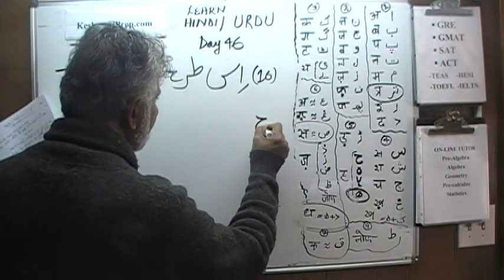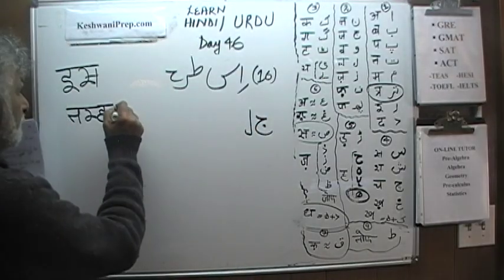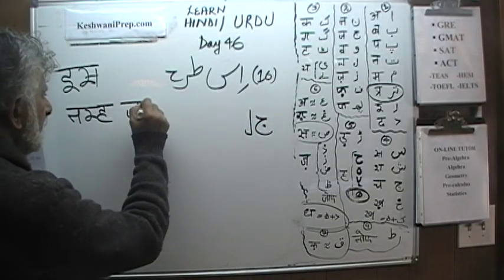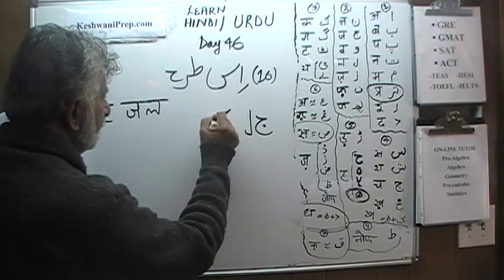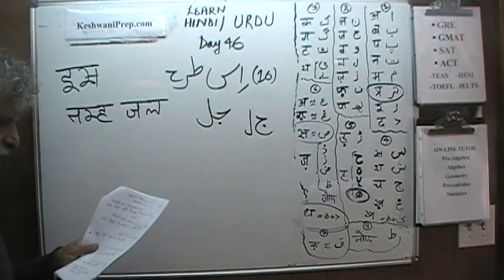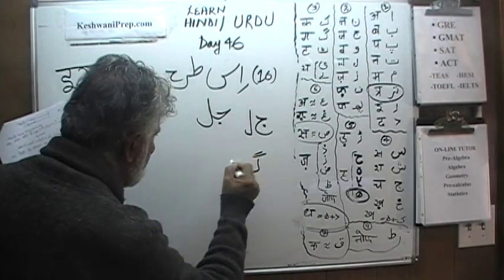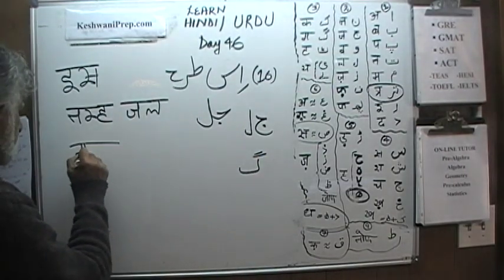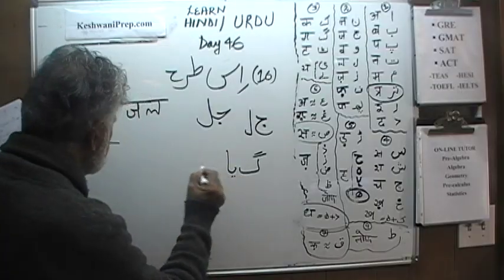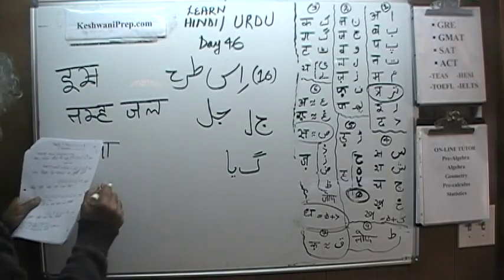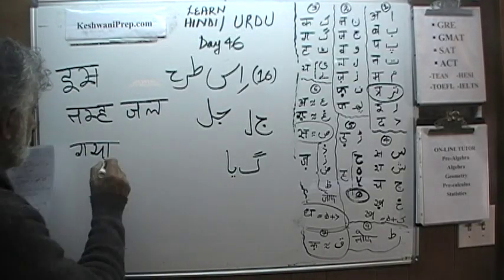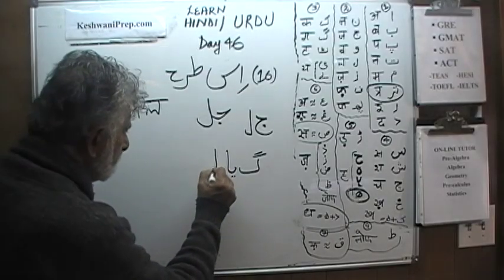Jal. Jal is very straightforward. Jal and a lo. Jal. Gaya. Ga. Ya. Gaya. Ga. Ya.